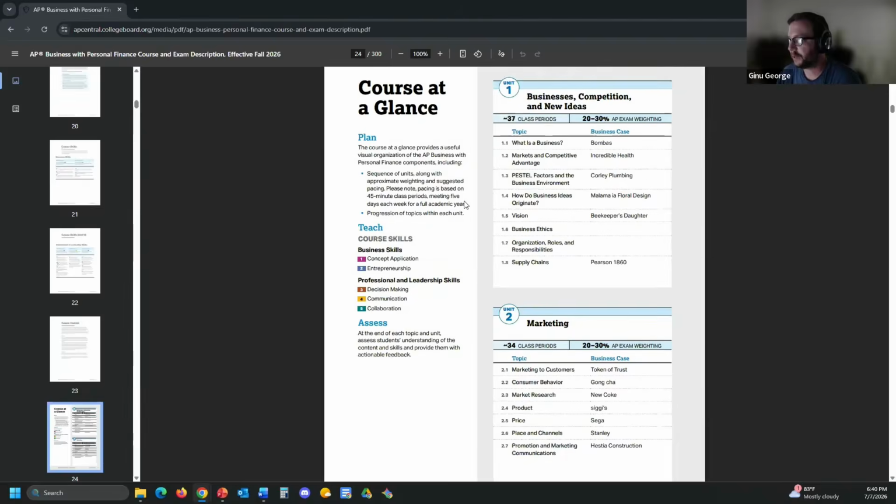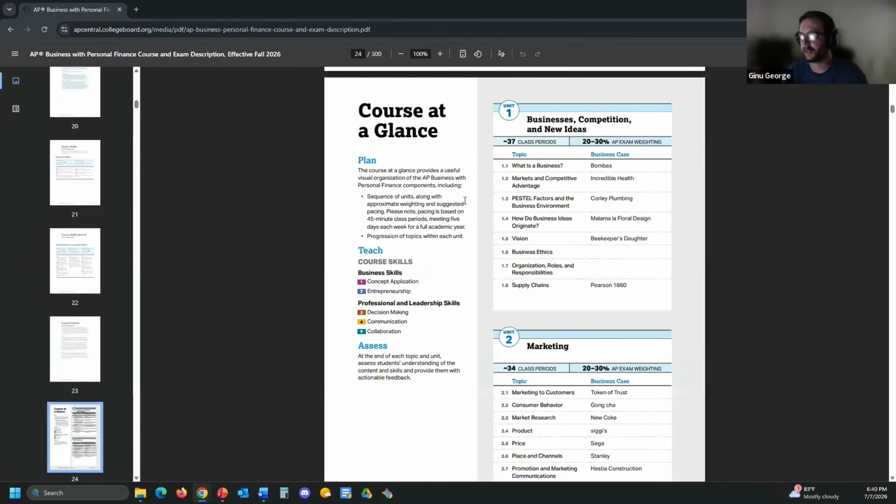And then when we look at the particular units, this gives us kind of the course at a glance. Little descriptions here. So when you see where it says the 37 class periods, that's based on if we were going to meet every single day, how much time will we spend on it? But I think we can condense it down enough that we'll be good with what we have.